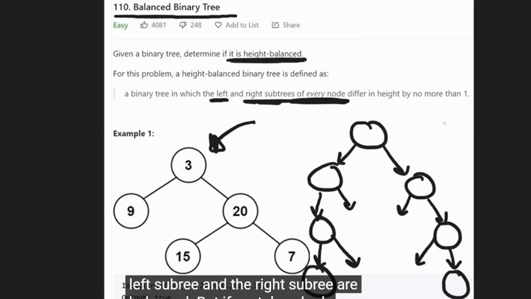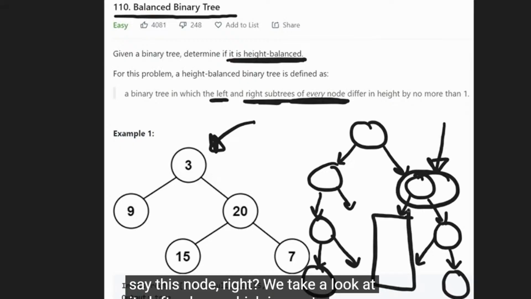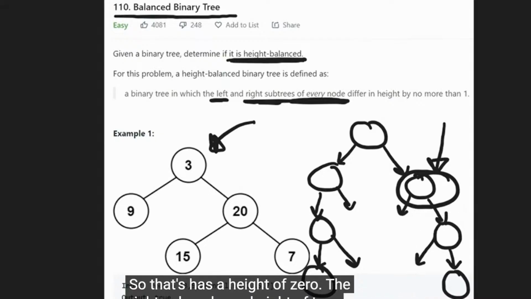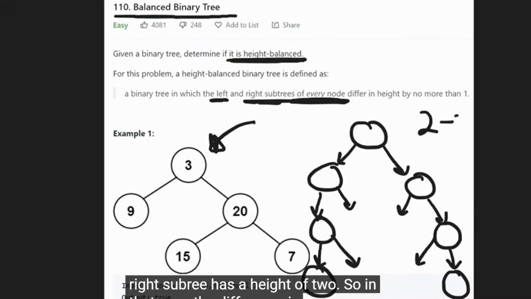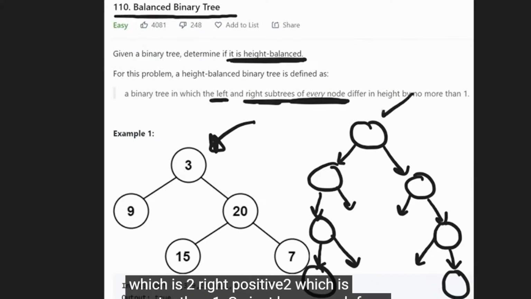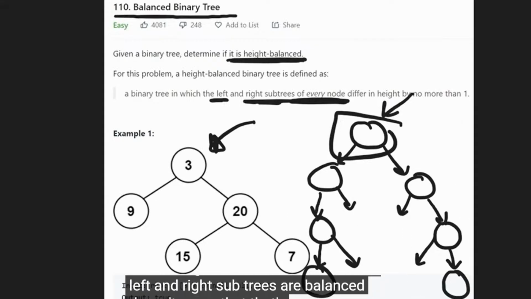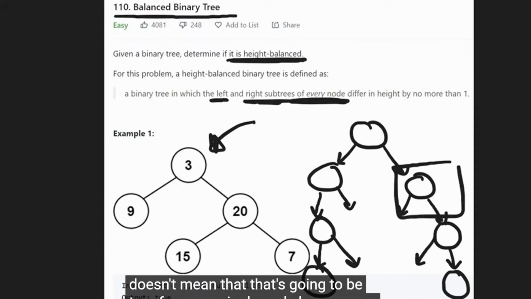But if we take a look at, let's say, this node, right? We take a look at its left subtree, which is empty, right? So that has a height of 0. The right subtree has a height of 2. So in that case, the difference is 2 minus 0, which is 2, right? Positive 2, which is greater than 1. So just because from here, taking a look at the root node, the left and right subtrees are balanced, doesn't mean that that's going to be true for every single node, because we just looked at this node, the left and right subtrees were not balanced.